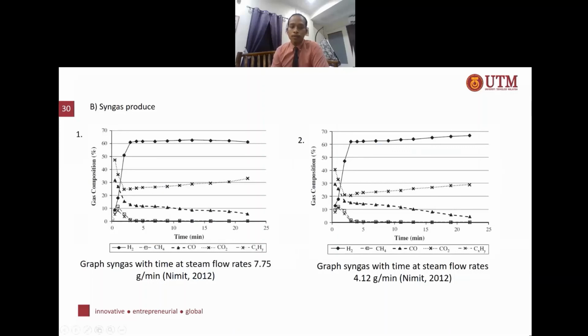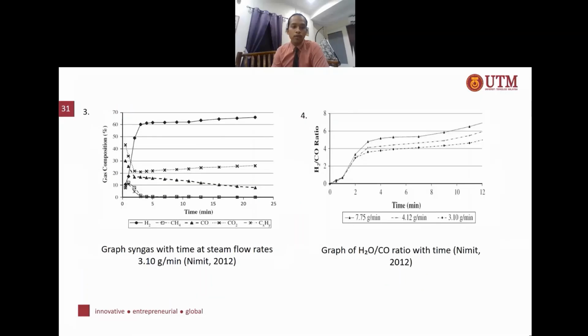Next, syngas produced. It is the preliminary result for syngas produced based on the constant flow rates that we have: 7.75 grams per minute, 4.2 grams per minute, and number 3, 3.10 grams per minute. And next, graph number 4 is the H2 or carbon oxide ratio with time.